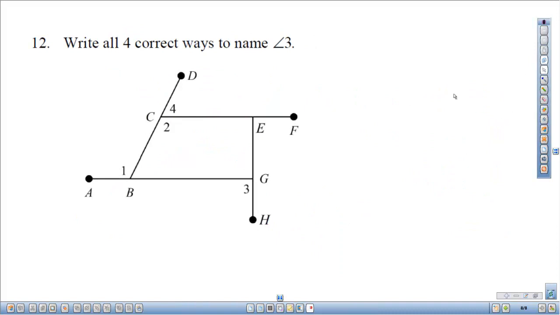All right, number 12 is going to give us some practice naming angles. All right, and they want us to name who? Angle 3. So I think lots of students mess up on this problem because they really don't even know which angle is angle 3. So do you see that right here it says angle 3? So they are talking about this angle right here.